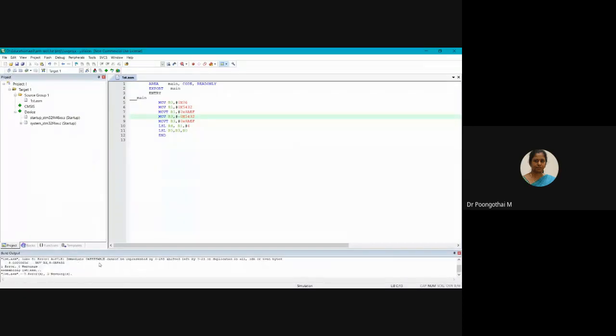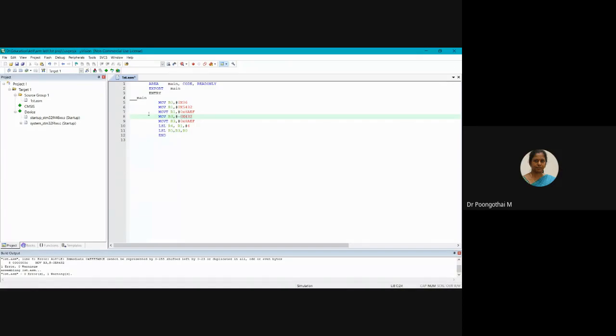There is one error, no? See what the error says. The font is very small, kindly zoom in. Otherwise read the error. Ma'am, it's telling it cannot be represented by 0 to 255. Actually, in signed numbers you give only 3 digits. MOV R1, hash 0x, only 3 digits are allowed. So give 3 digits.